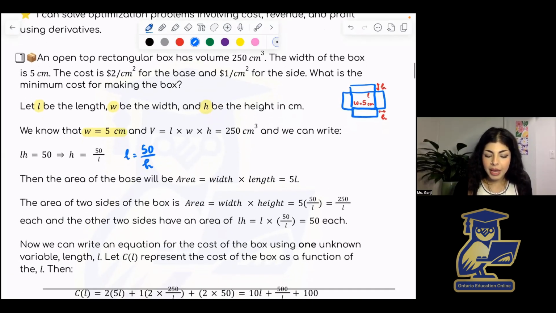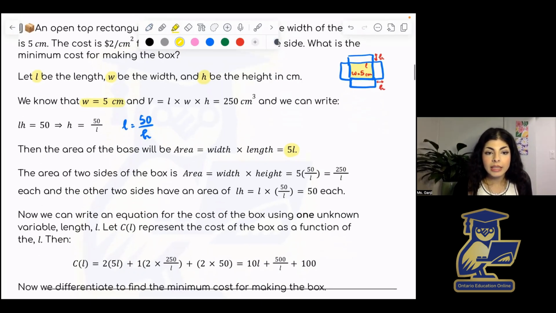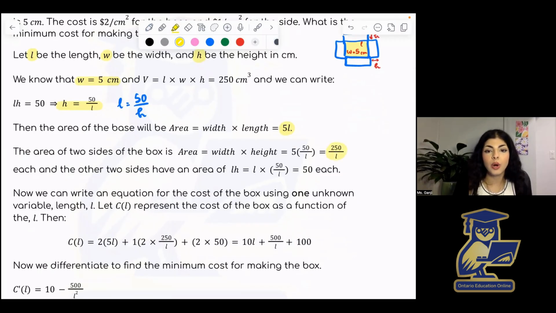And so now the area of the base is width times length, which is 5L. And this is this area over here. And the area of the two sides of the box is width times height, which was 5, and then for height, we're using this expression there. And so I'm left with 250 over L. And so now I have all three of my dimensions of the box using one variable L, and now I can formulate the function that I actually need.